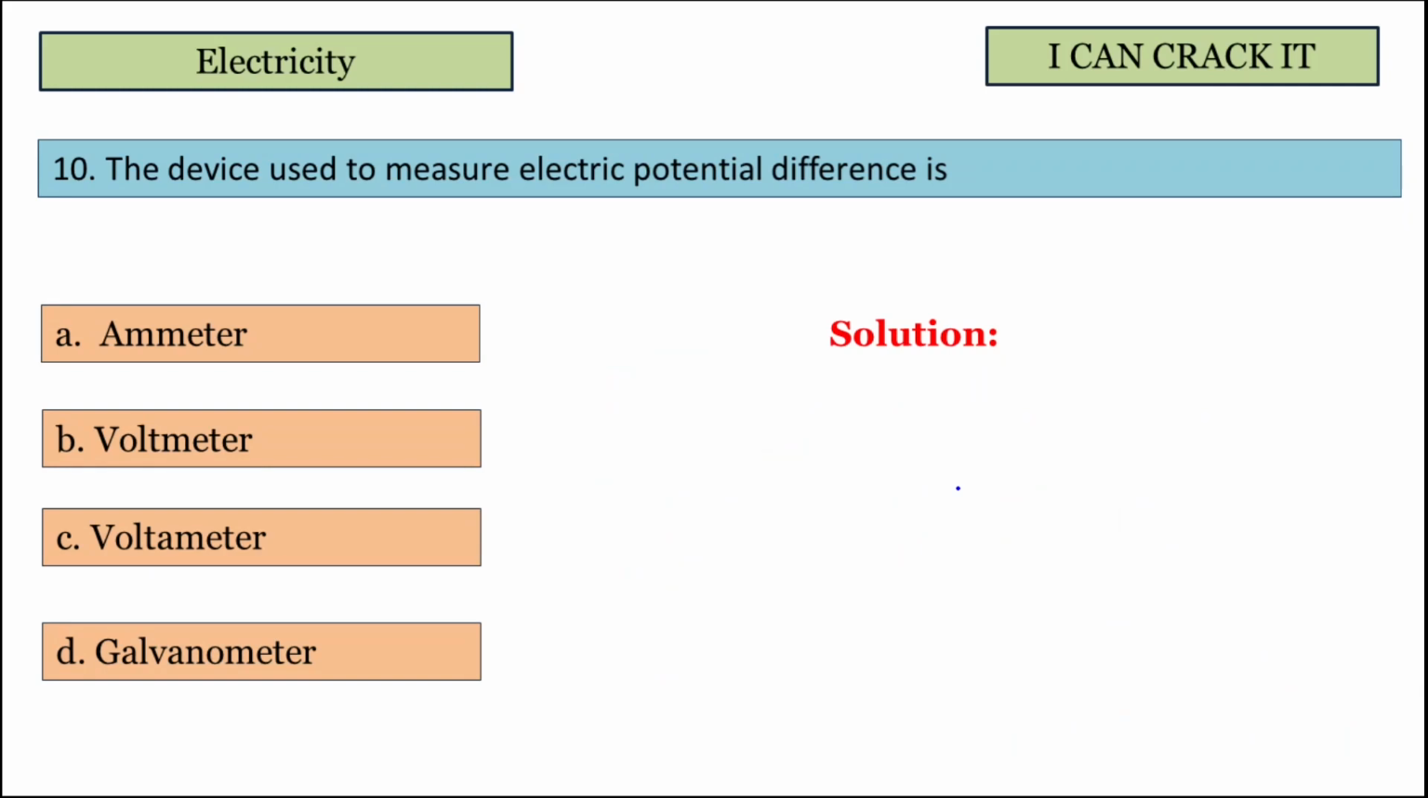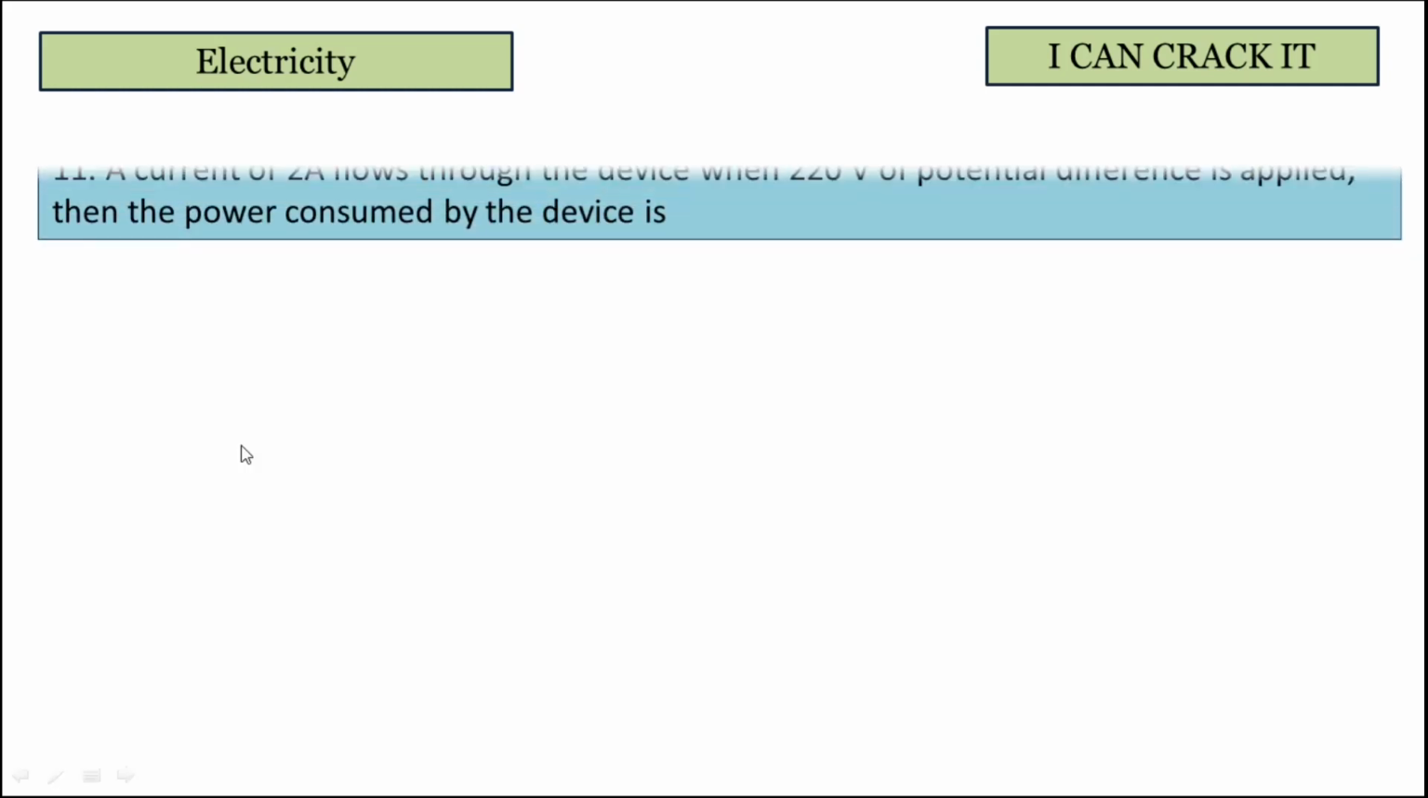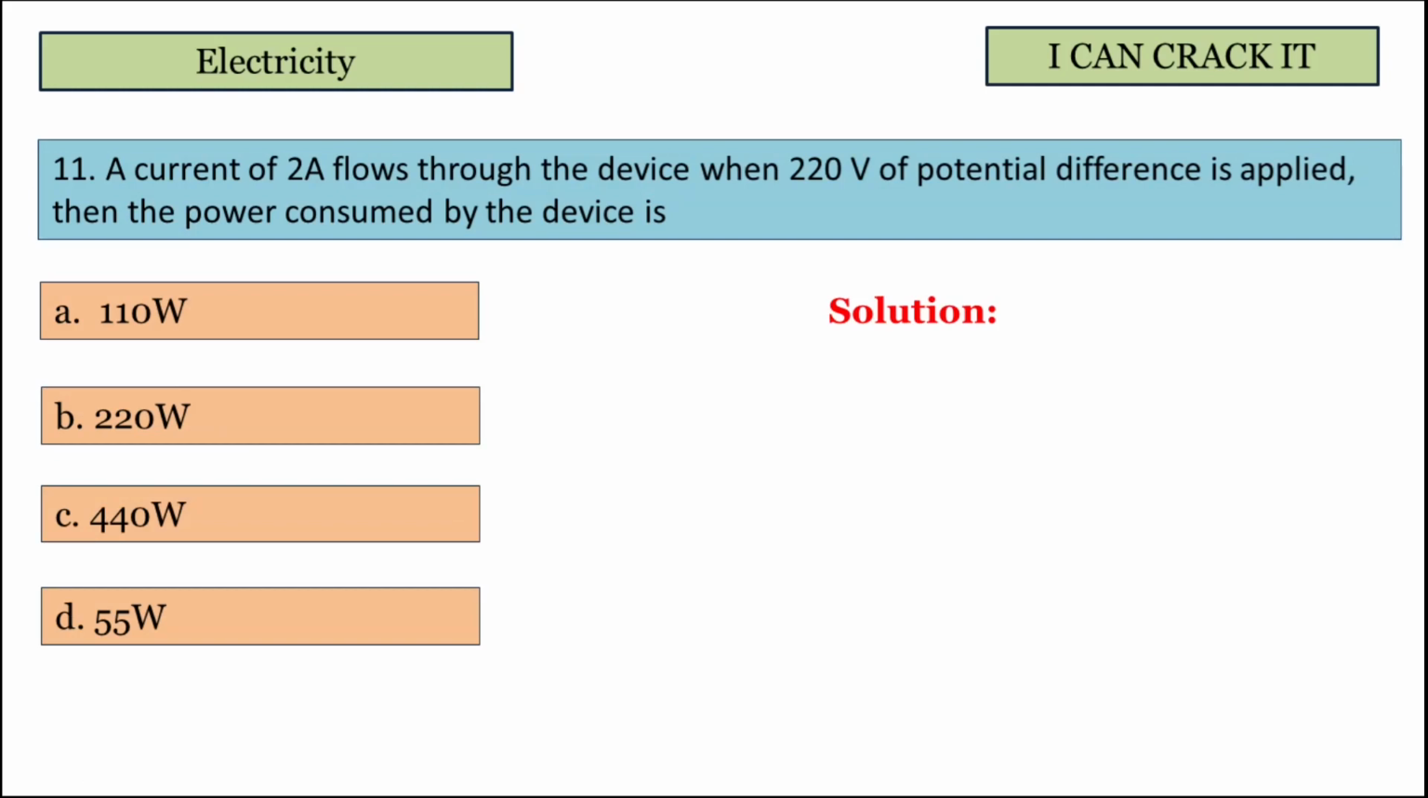The device used to measure the electric potential differences, we have seen already in the synopsis part. So what's the device? Voltmeter. See, there's a difference here: voltmeter and ammeter. So which option? Option B, voltmeter, which is used to measure the potential differences. Right. Let's see the next one now.